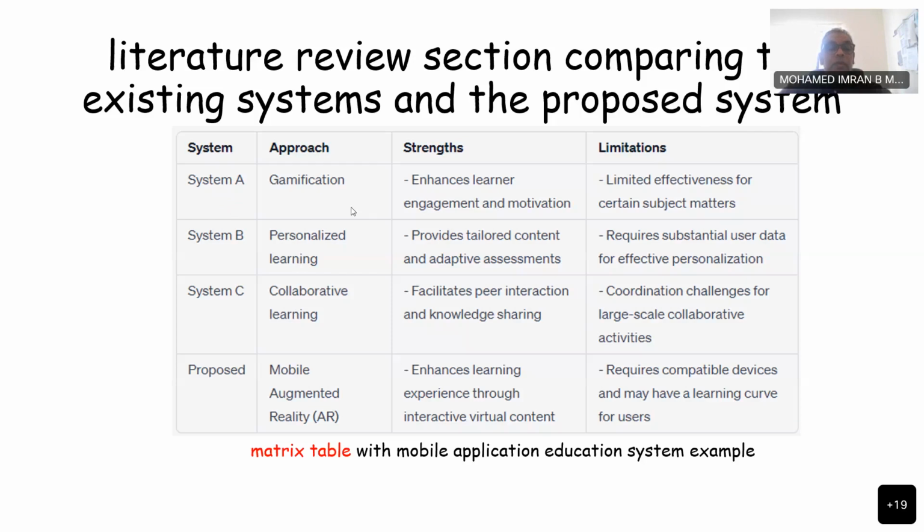So this table shows you that there have been 3 systems developed. What are the approaches? Okay, yang pertama pakai gamification. The second one uses personalized learning. Third one uses collaborative learning. What are the advantages and the limitations? And your proposed system uses AR, maybe what are the advantages, and maybe there could be some limitations as well. So all of these have to be highlighted and explained in detail, each one of them. Okay, so this table should be presented in chapter 2.3. This is a very important section in your literature review itself.